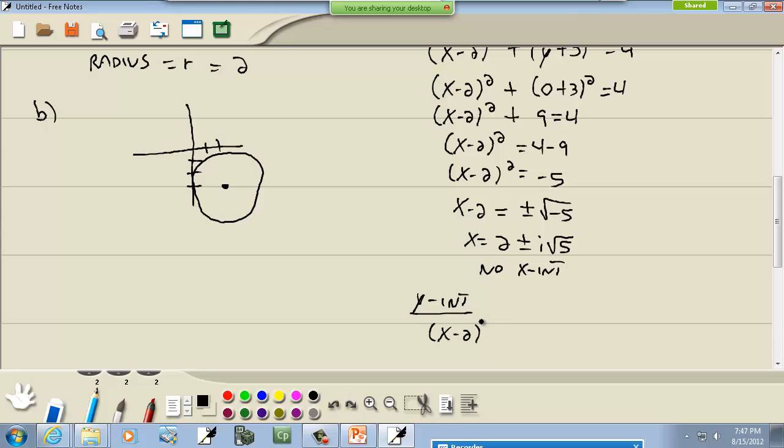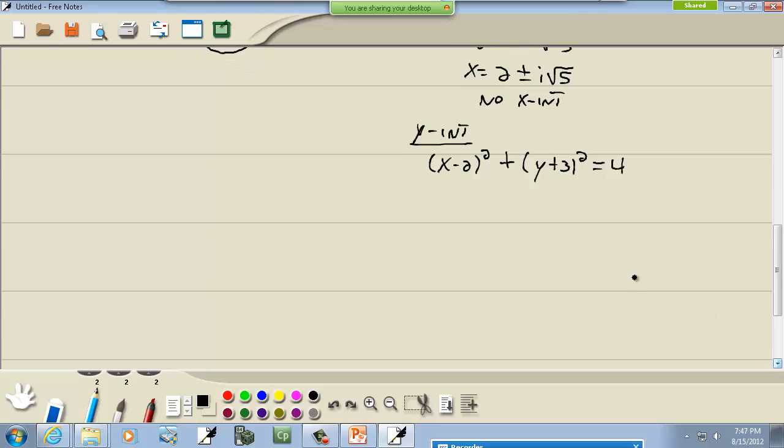So we got (x − 2)² + (y + 3)² = 4. And we're finding a y-intercept, so we always plug 0 into the other variable, so plug 0 in for x. So I got (0 − 2)² + (y + 3)² = 4. 0 minus 2 is negative 2. Negative 2 squared is 4, plus (y + 3)² equals 4.